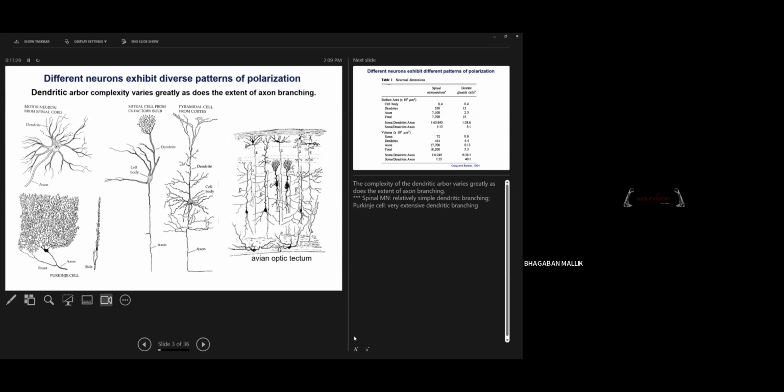Different neurons exhibit different polarity. Here you can see the cell body, an axon, and many processes from the cell body. These are called dendrites. In the Purkinje cell, you can see how complex it is. Even though the cell body is small, and you have the axon here, Purkinje cells have many dendrites. So different cells have different polarity and different morphology. There is a complex morphology among the neurons.